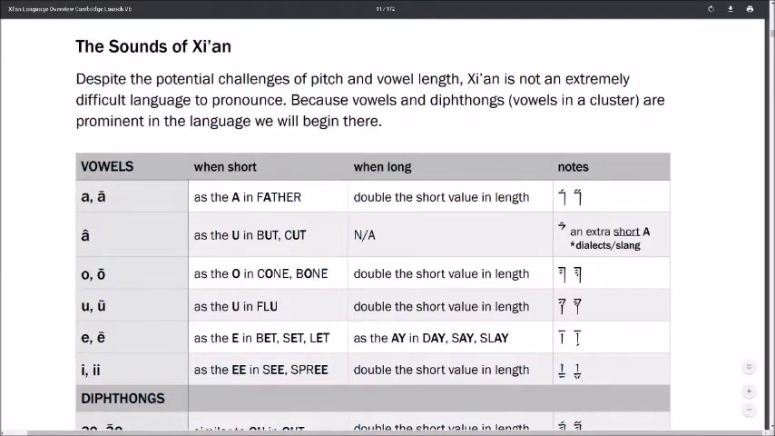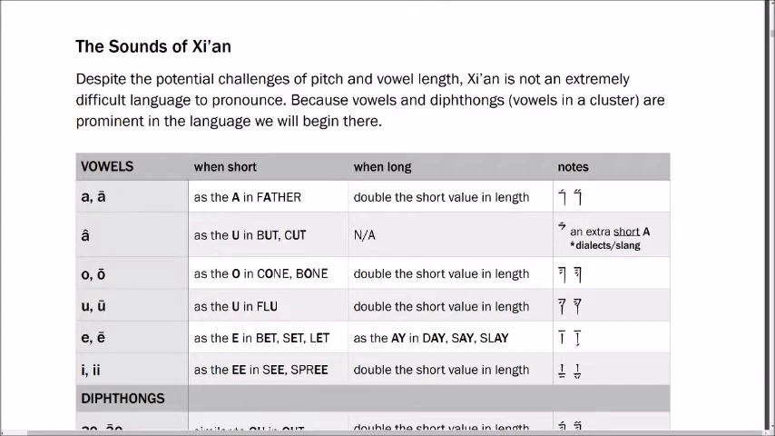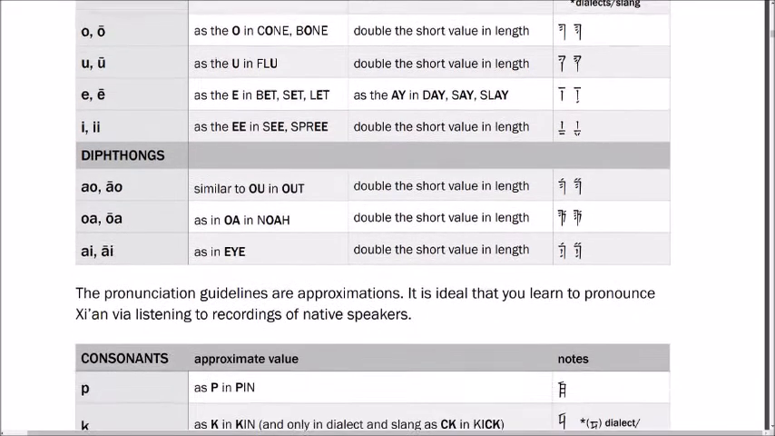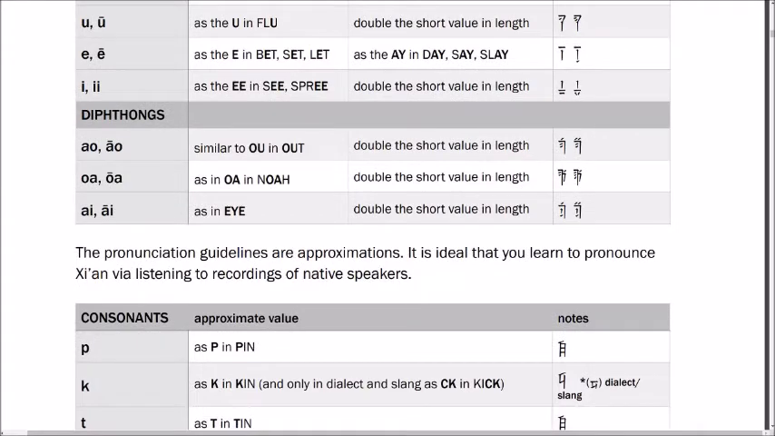The sounds of Xi'an. Despite the potential challenges of pitch and vowel length, Xi'an is not an extremely difficult language to pronounce. Because vowels and diphthongs, vowels in a cluster, are prominent in the language, we will begin there. The pronunciation guidelines are approximations. It is ideal that you learn to pronounce Xi'an via listening to recordings of native speakers.